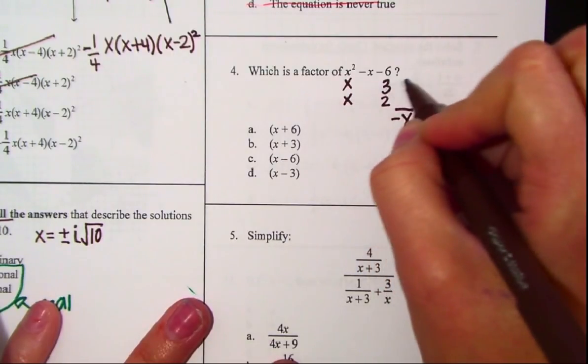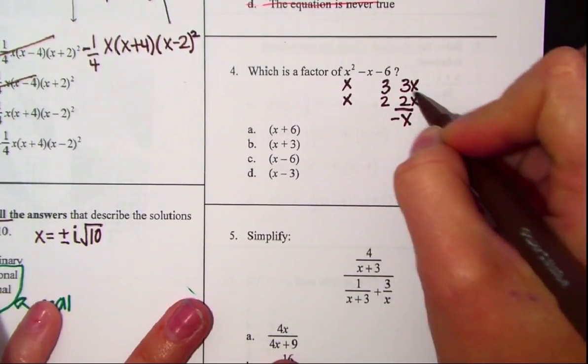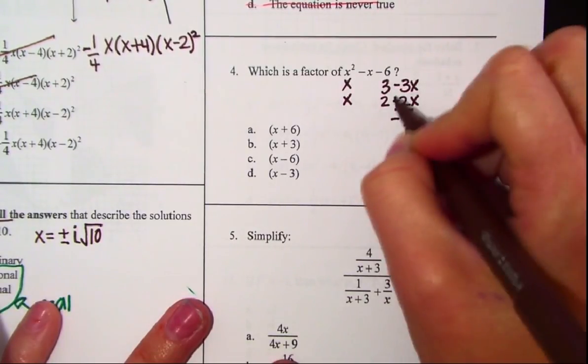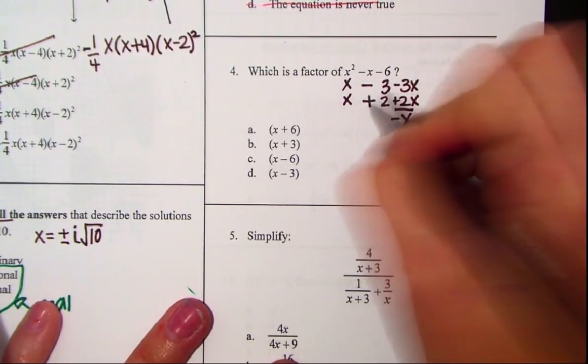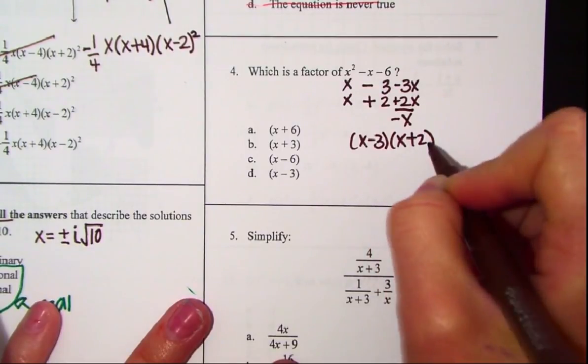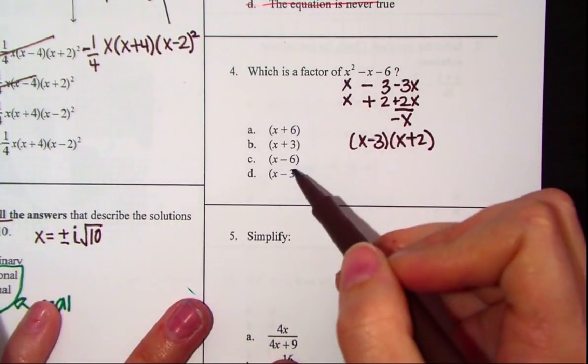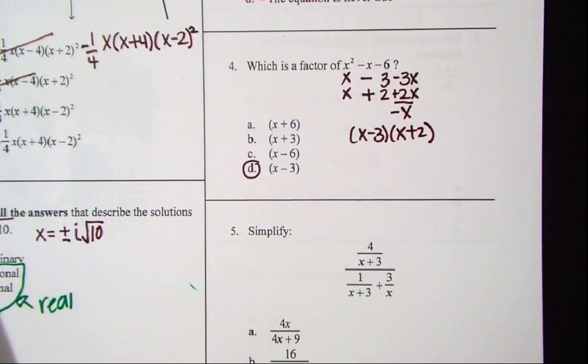So multiplying diagonally, I get 3x. Multiplying diagonally, I get 2x. This has to be a negative and a positive in order to add up to negative 1x. So carry over that negative, carry over that positive. My factors are x minus 3 and x plus 2. So I don't see x plus 2, but x minus 3 is going to be there for our answer.